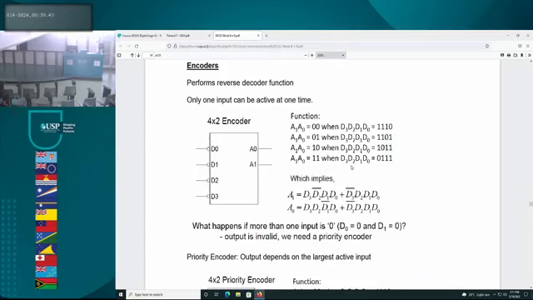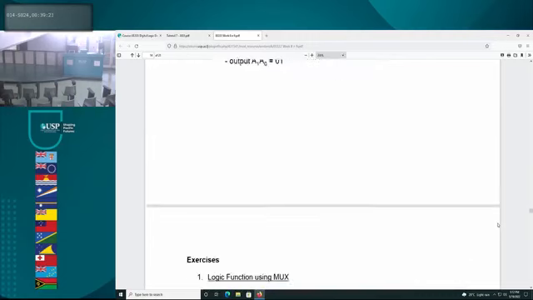So, let's say if D3 is low, then A0 and A1 will be 1, 1. It's the exact opposite of a decoder. Encoder means you supply it with one line and it will generate the binary for you. Of course, once again, we build this using the truth table, and then we get the equations and so forth. So by now you would be familiar with it.